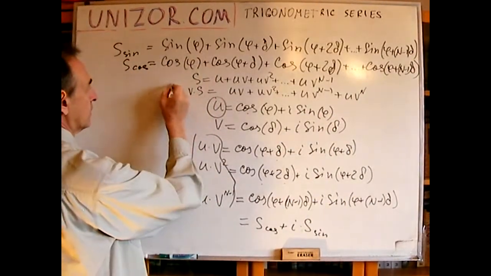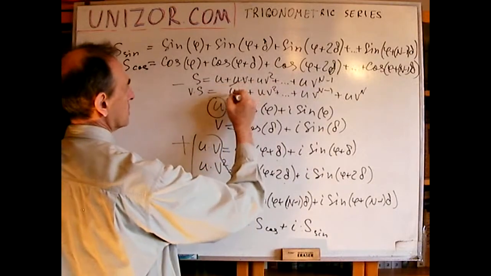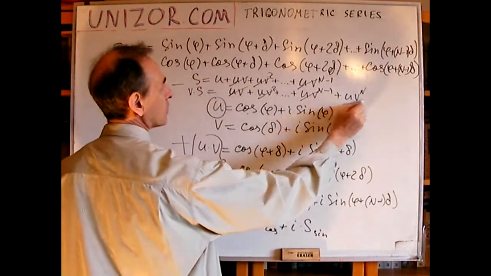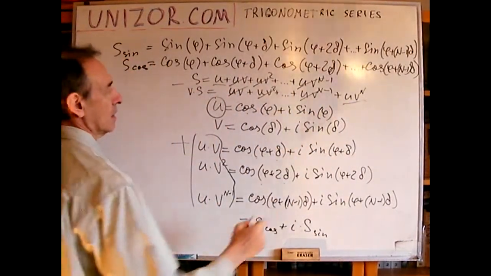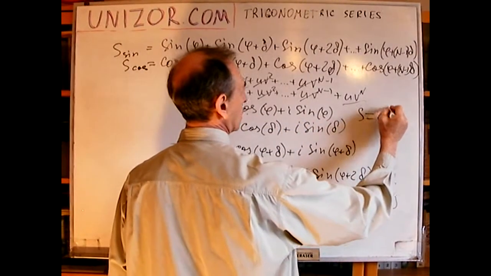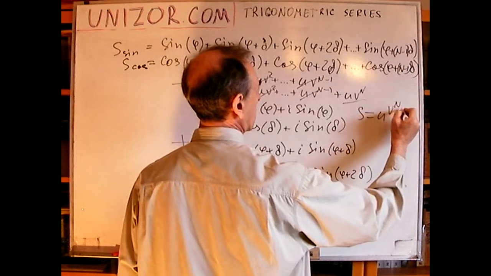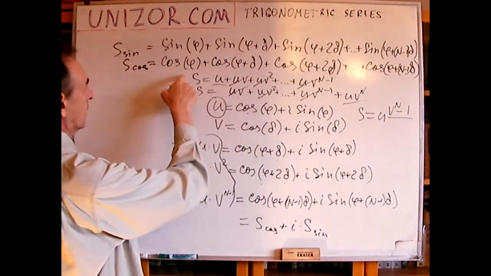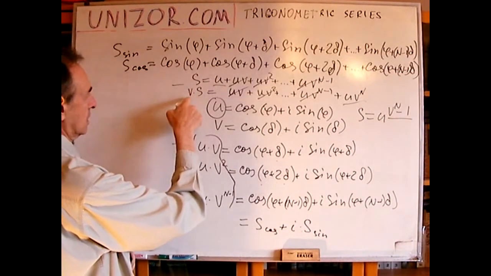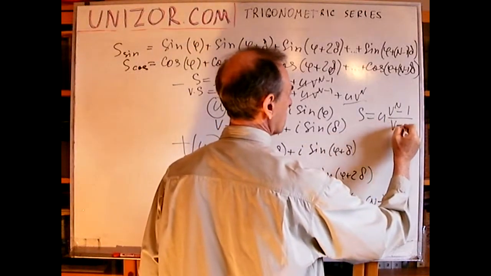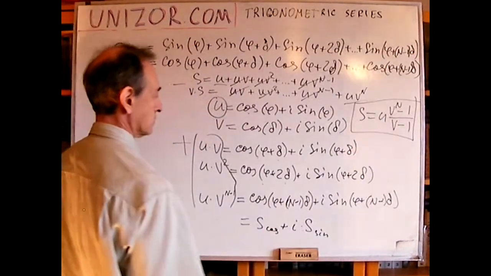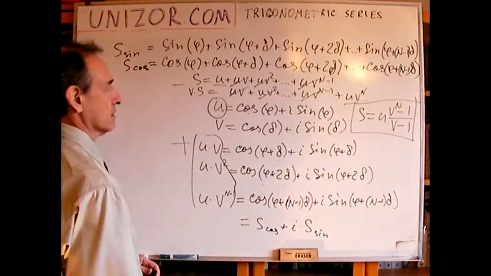Now, if I subtract them, these members will all be reduced because I'm subtracting. The only things which will remain are this and this, from which I can derive that S is equal to u times (v to the power of n minus 1) divided by, if I subtract this, it would be vS minus S, it's (v minus 1)S, right? So I divide by v minus 1. So this is my formula.